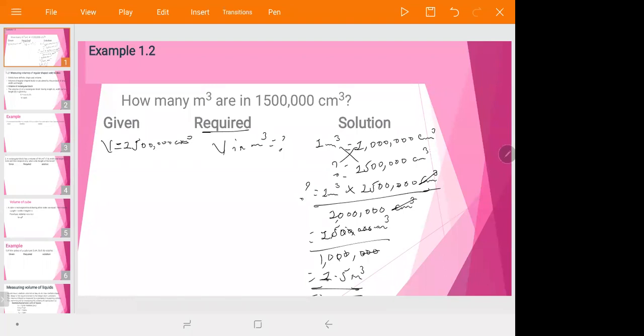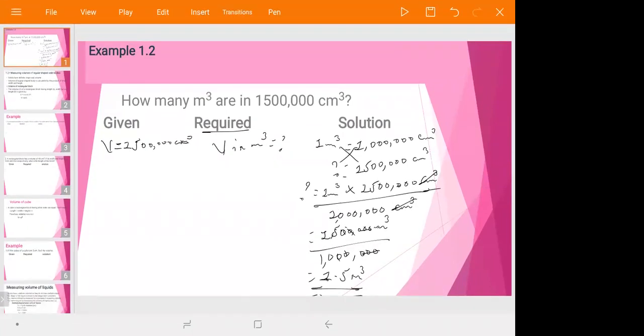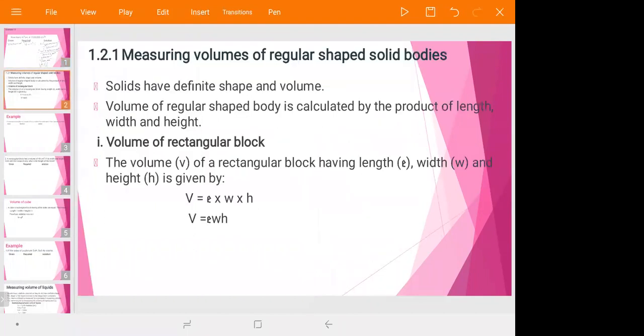And you can change 1.5 meter cube into centimeter cube again, and it gives 1,500,000 centimeter cube. I think this one is clear for you. Clear or not? Yes, clear.